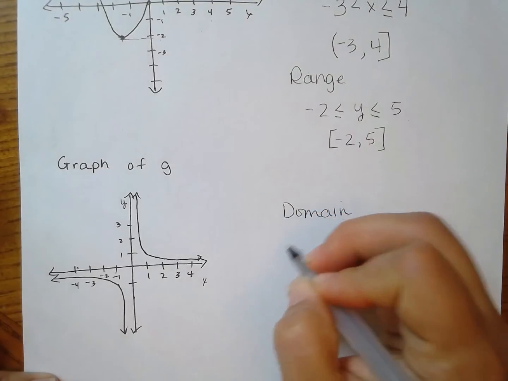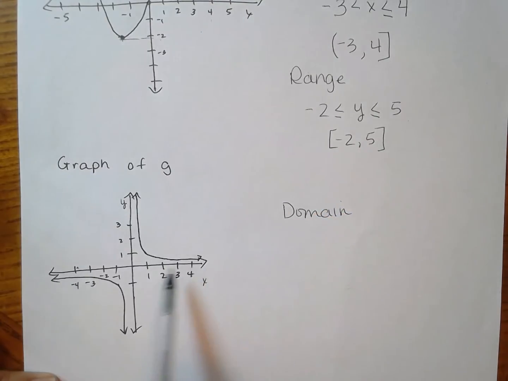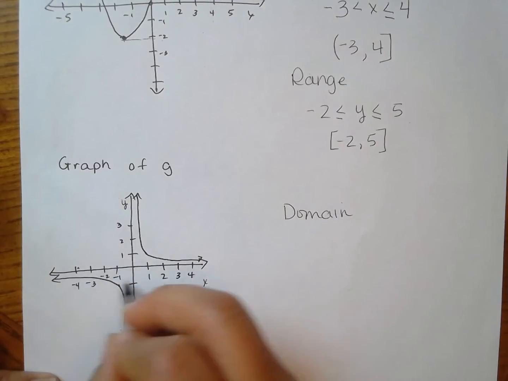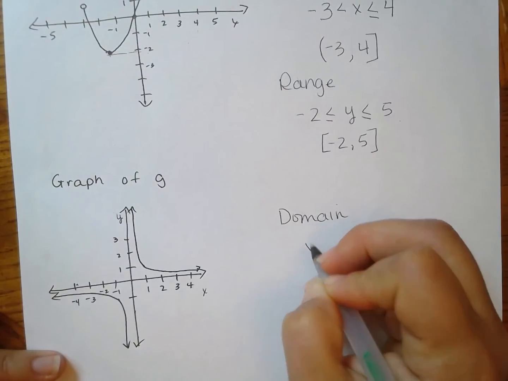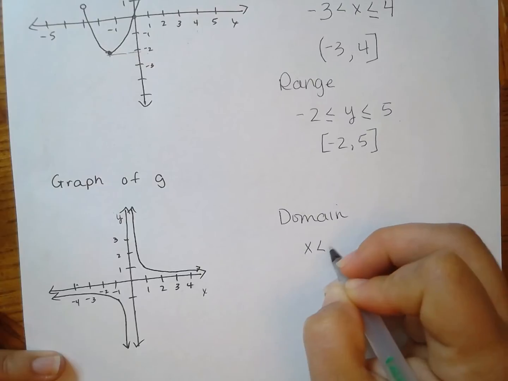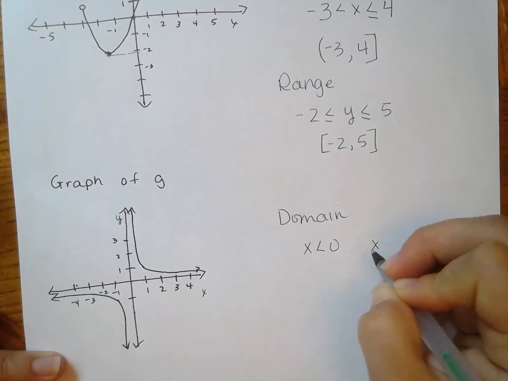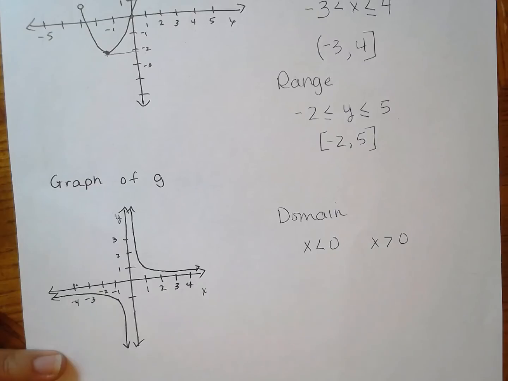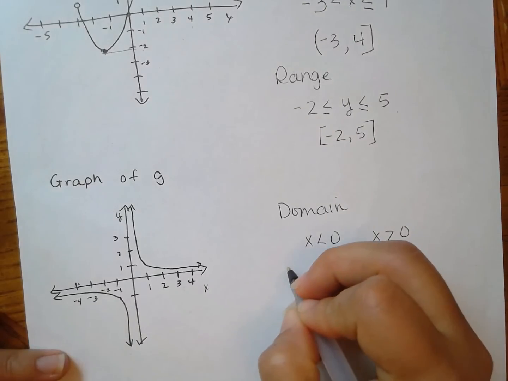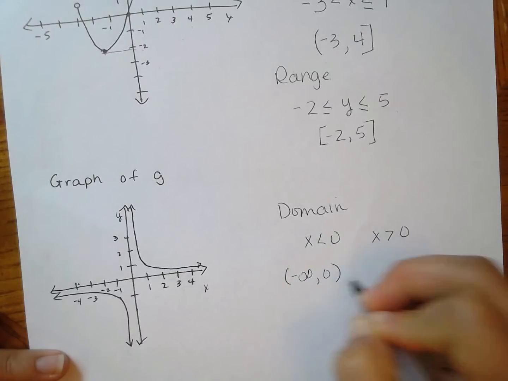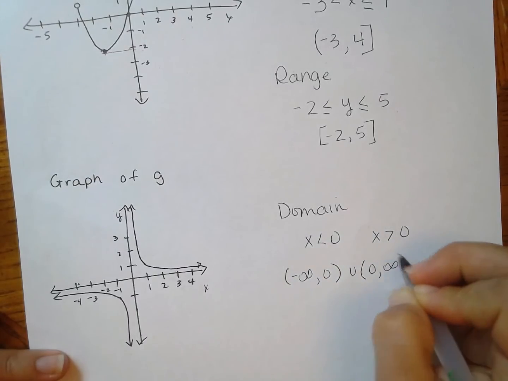So my domain would be, if I look from side to side, all my x's will be covered except for right here, where x is equal to 0. So the way that we write that is we're just going to say that x is less than 0 or x is greater than 0, if I have the two separate inequalities. If we wanted to think of it in interval notation, I would say it goes from negative infinity up until 0 and then 0 to positive infinity.